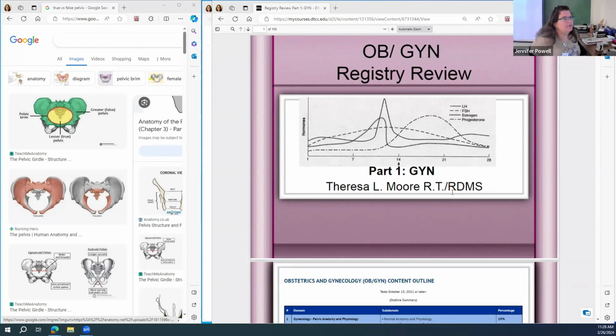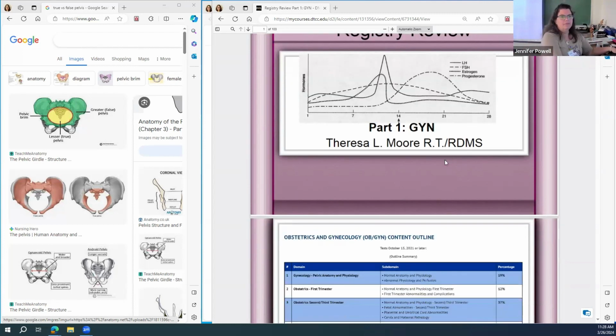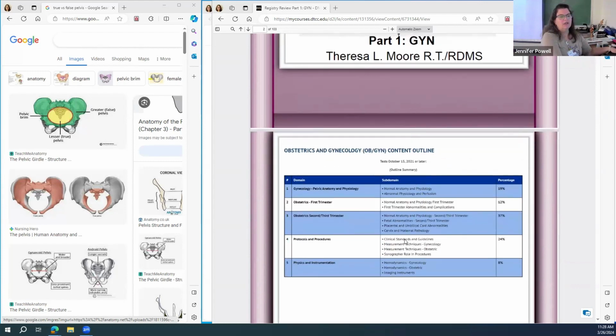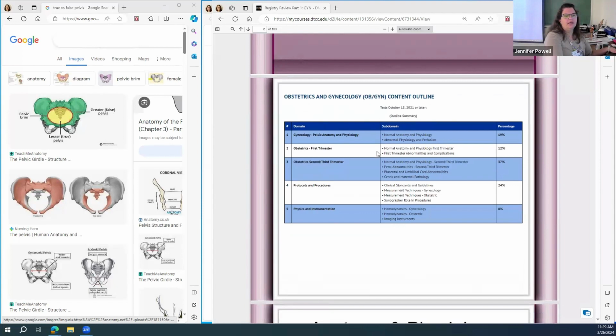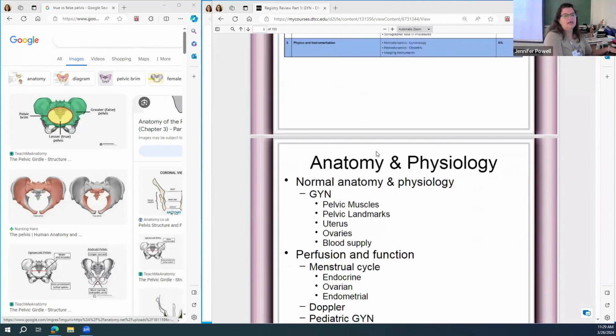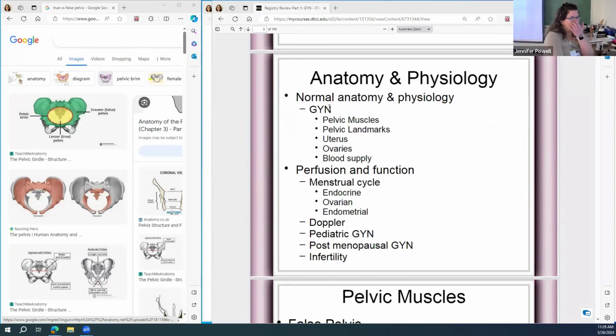All right, so we were talking about the muscles of the pelvis. Just quickly, we also talked about this outline, how this is a current outline, but you can go to the ARDMS website and look. It's under get registered, then preparation, and then the course outline, the test outline for OBGYN. So within anatomy and physiology of the normal female pelvis, we've got those muscles that you guys learned about.